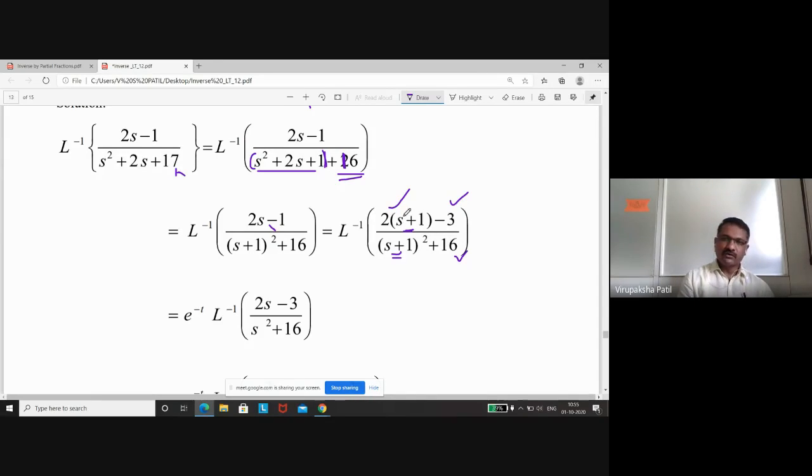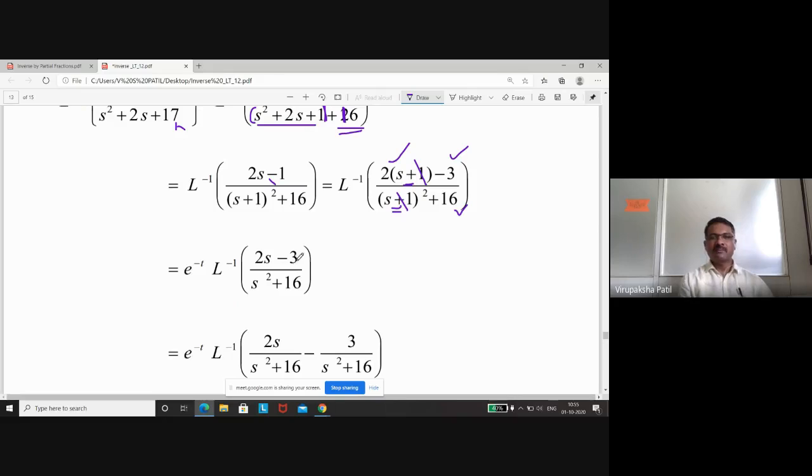So now you have to use the reverse shifting property. What you need to do is take this plus 1 outside. So it becomes e to the power minus t into the Laplace inverse transform of the remaining term. What will be remaining after taking this 1 outside? 2s minus 3 divided by s square plus 16.